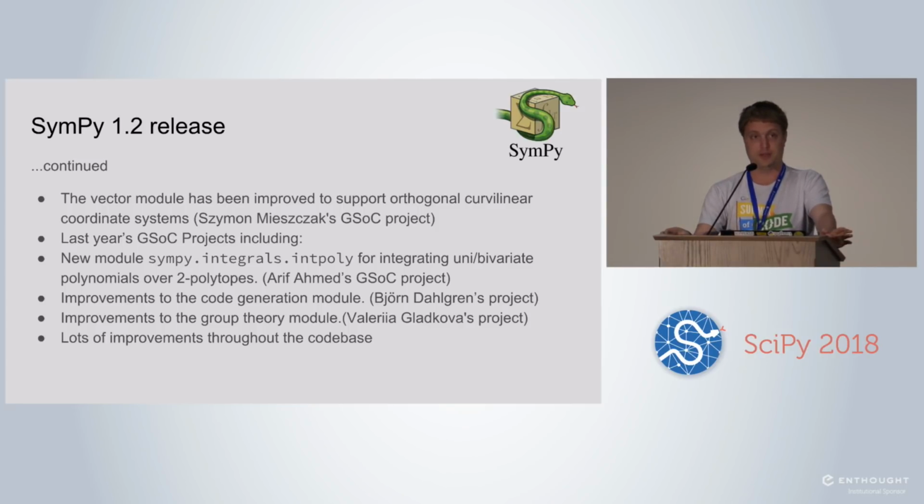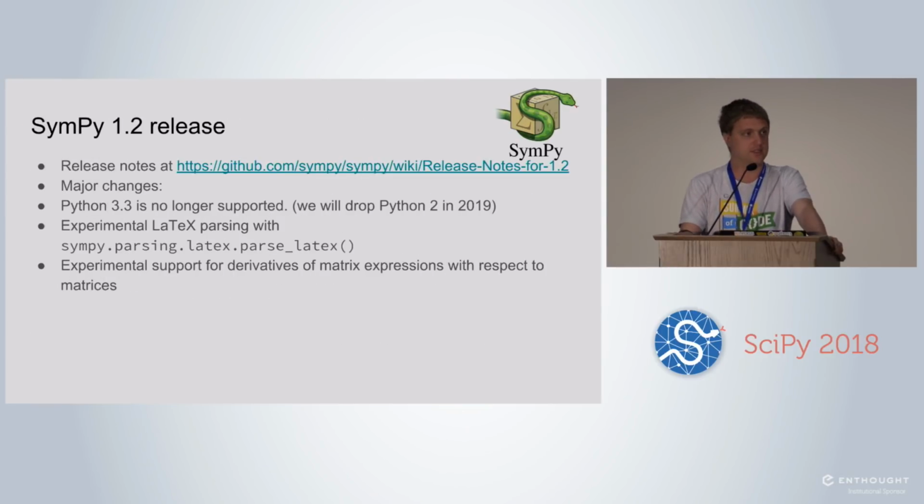So if you use SymPy to do code generation, check out the new codegen submodule in SymPy. There's a lot of good stuff there now. And improvements to the group theory module. And like I said, there's just tons and tons of changes. I'm actually still compiling these release notes, but go check them out if you use SymPy, and please update.